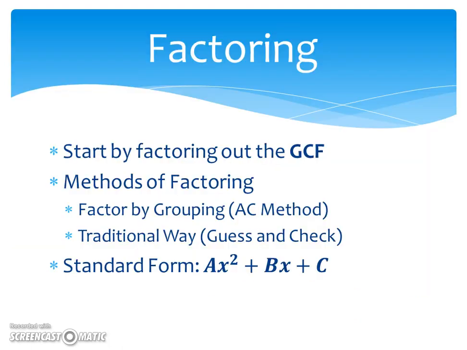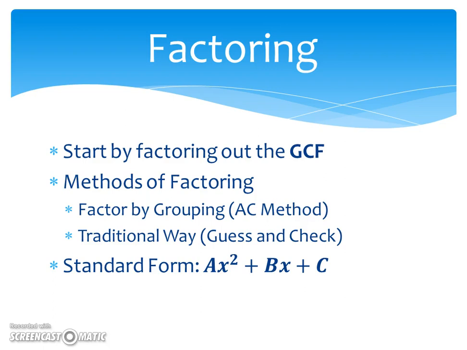So the very first step of factoring is you factor out the greatest common factor. That's the very first step. Then there's two methods of factoring. Factor by grouping, which is also called the AC method. That's the way that the high school normally teaches it. And then there's the traditional way, which is just guess and check.